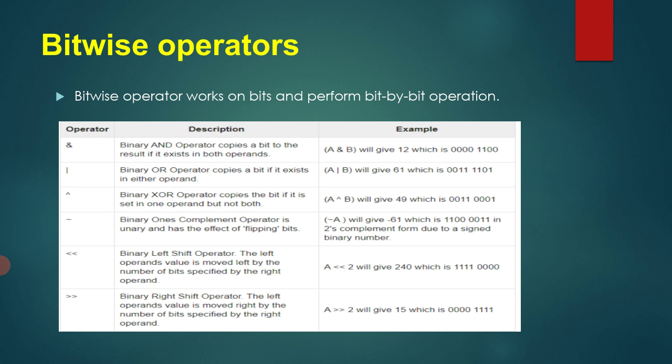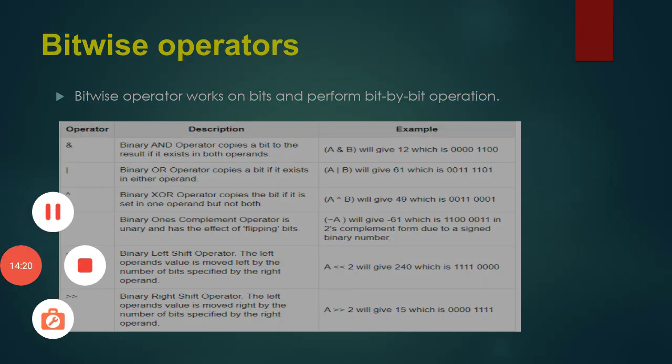Now the fifth bitwise operator is the binary left shift operator. The left operand value is moved left by the number of bits specified by the right operand. The last operator is the right shift operator. It is used to shift the bits right. So the left operand value is moved right by the number of bits specified by the right operand. So these are all the bitwise operators.